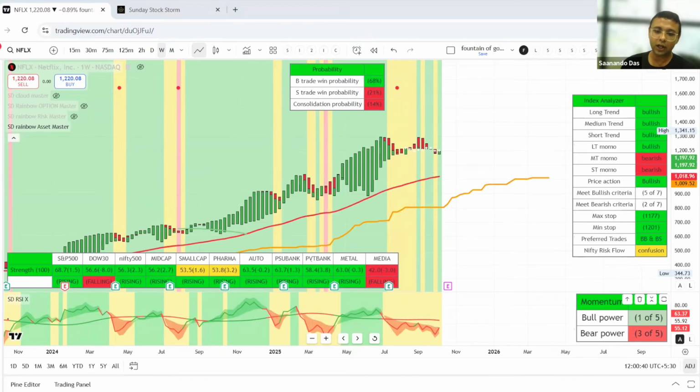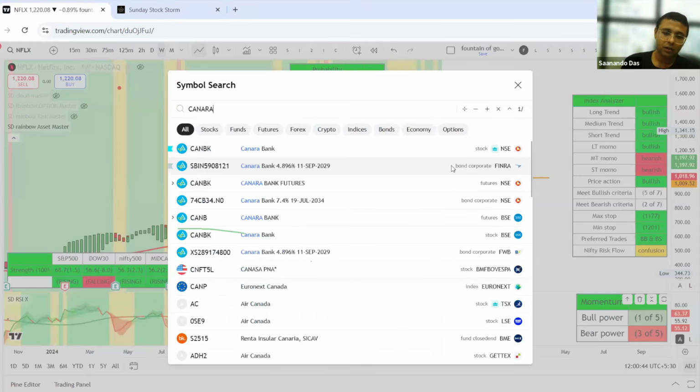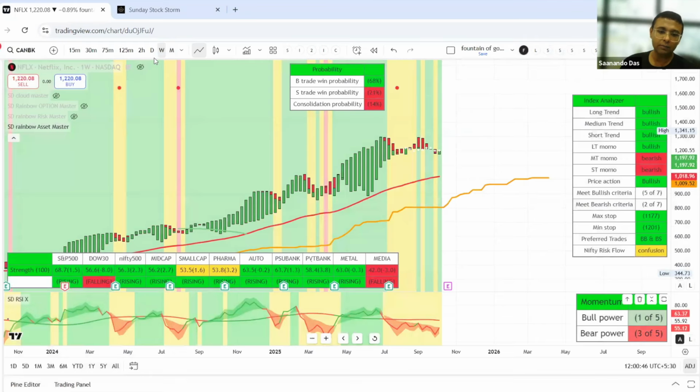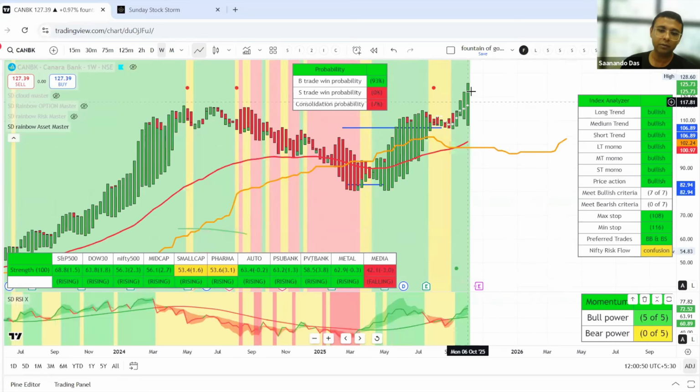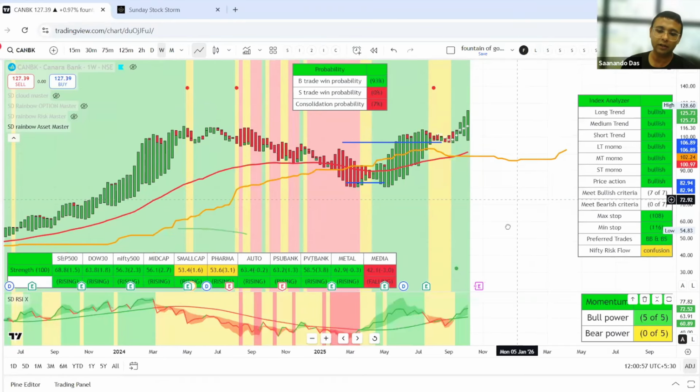Canara Bank and Sharda Energy is the next one. Canara Bank has gone up significantly, just like the PSU Bank Index. देखिए, similar beautiful rise, and further rise मैं expect करूंगा at least towards 150 area.